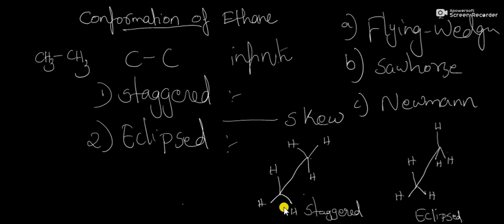In Sawhorse projections, the observer views the molecule slightly from above at an oblique angle from the right, and it is projected in the plane of the paper. Here, the bond between the two carbon atoms is drawn as a line slightly tilted to the right and slightly elongated than the rest. Here the two carbon atoms can be shown at the two ends of the line. This is one carbon atom and this is one carbon atom.